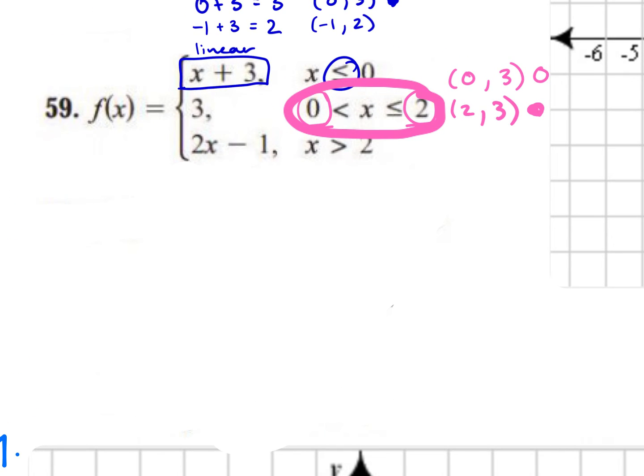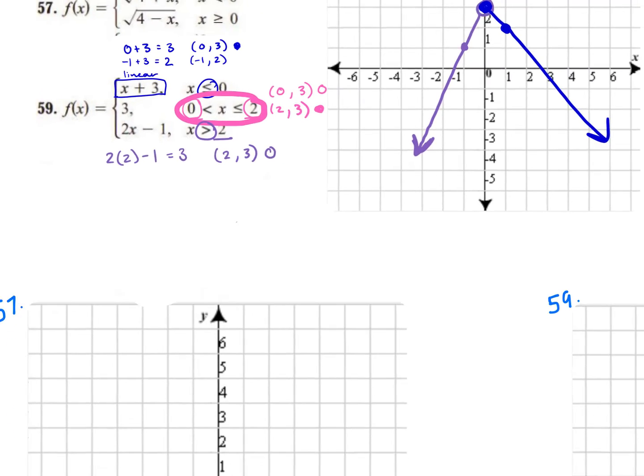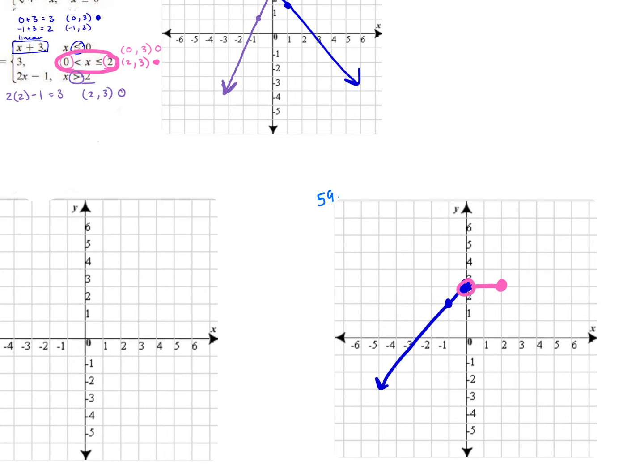All right, and let's look at our third piece. What's the first number I'm going to plug in here? 2. So I have 2 times 2 minus 1, which would be 3. So my point here would be 2, 3, because I plugged in 2 and got 3. Do I have an open or closed circle at this point? I have an open circle because it's just greater than. It doesn't have that equal to there, so it's an open circle. So I'm going to go to 2, up 3, put an open circle.